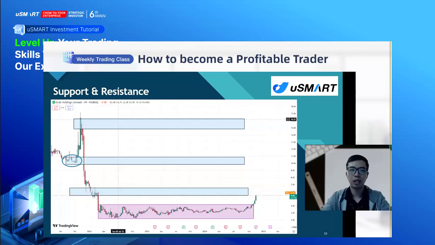This is just like gambling. When your capital is small and you don't have good risk management, in the end you will wipe out all your capital. So by using simple support and resistance technical analysis, we can know where the market is heading.